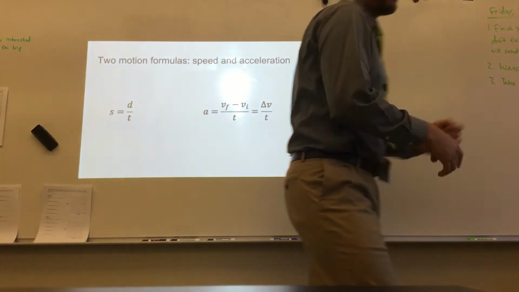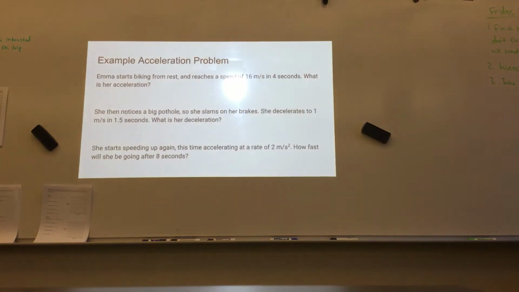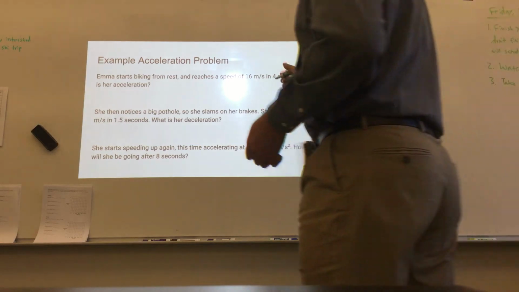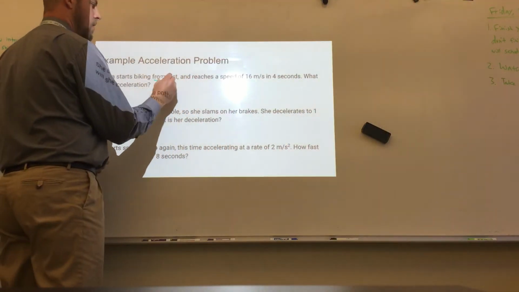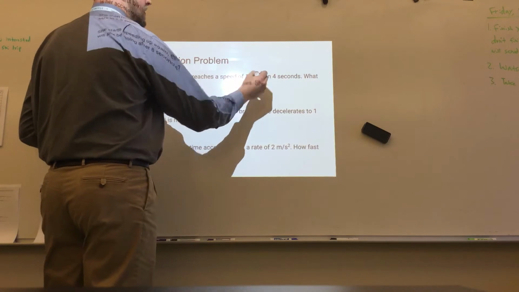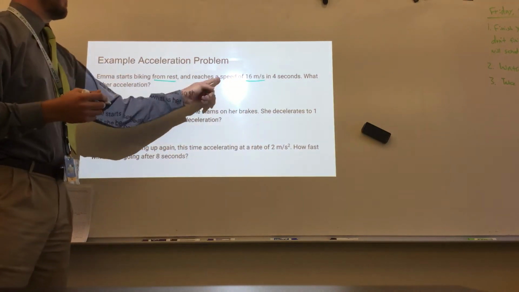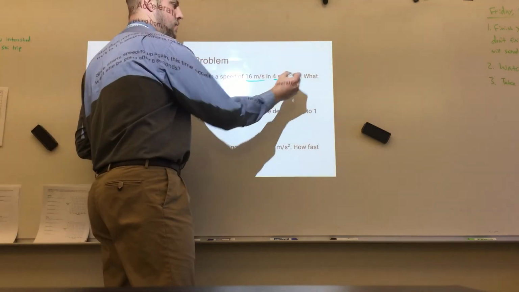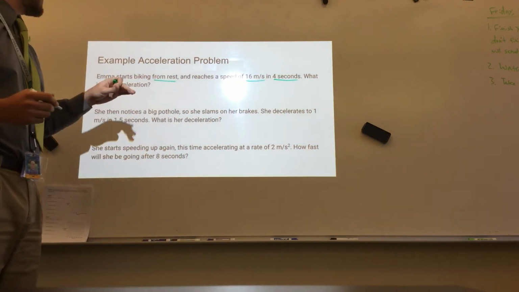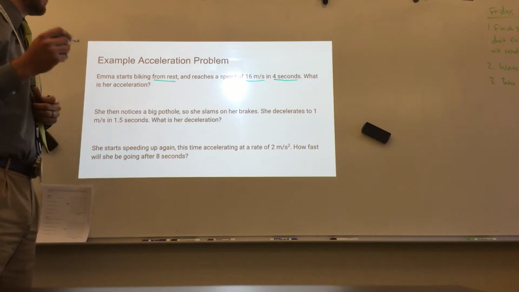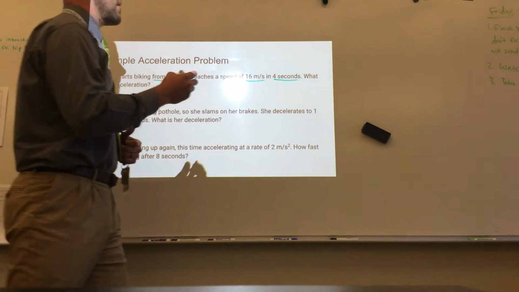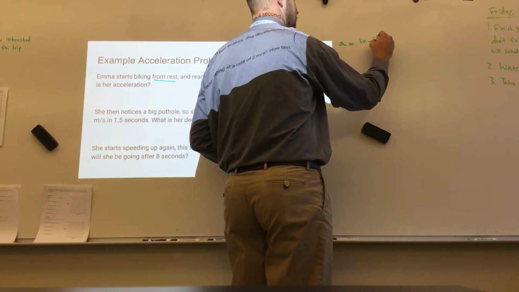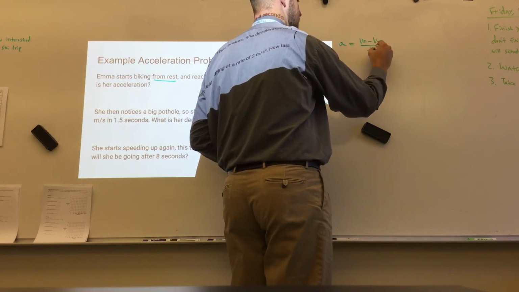Okay, so the first one will be rather straightforward. Emma starts biking from rest, and she reaches a speed of 16 meters per second. I could have also said velocity; they're kind of interchangeable in this case. It takes 4 seconds overall. It's a good idea to identify what variables you do know in this problem. So a is equal to vf minus vi over t.